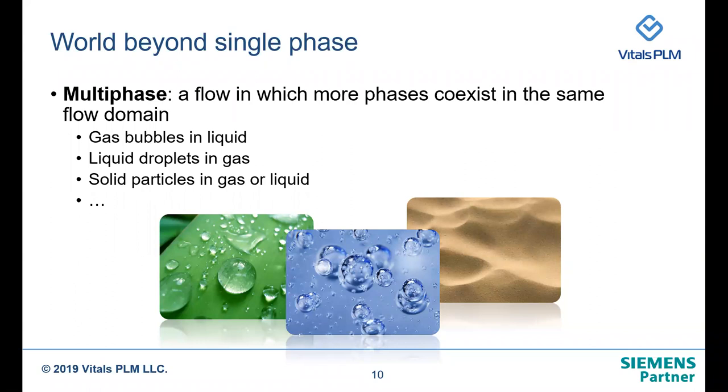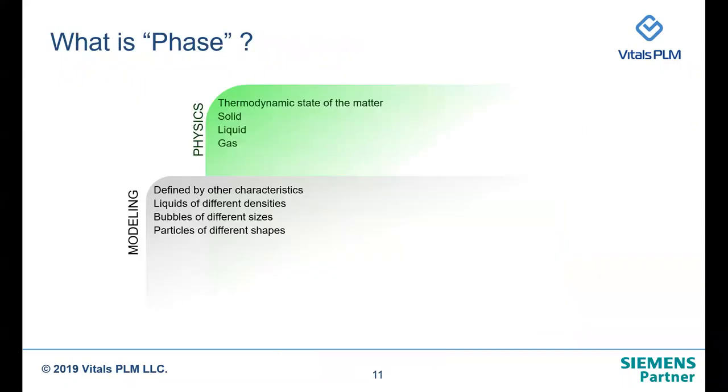But when I give these kinds of examples, it can contradict our understanding of phase we have studied in high school. And then the second question we should ask ourselves is, what is the definition of phase in this context? In the physical world, phase is a thermodynamic state of matter. There are three phases in the physical world: solid, liquid, gas. Well, there is a fourth state of matter called plasma, but we're not going to discuss it. But when it comes to the modeling world, phase is defined by other characteristics. Liquids of different densities can be seen as different phases. Bubbles of different sizes can be seen as different phases. Particles of different shapes can be seen as different phases.